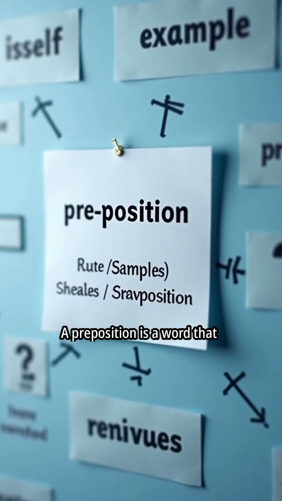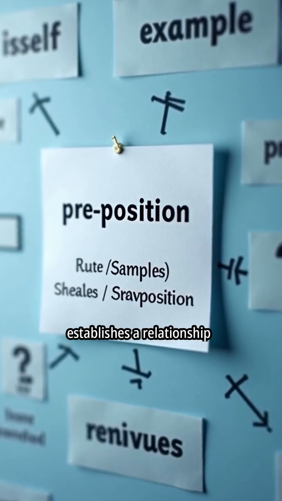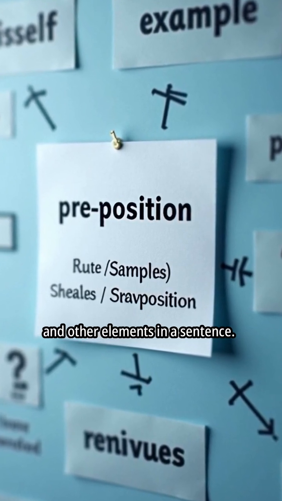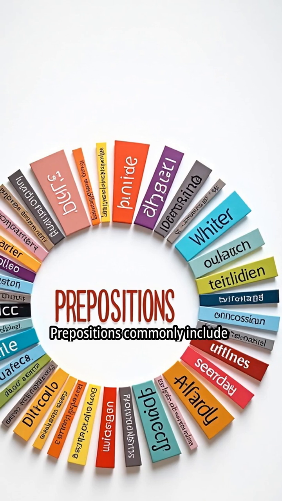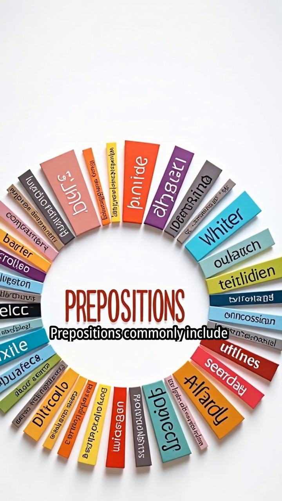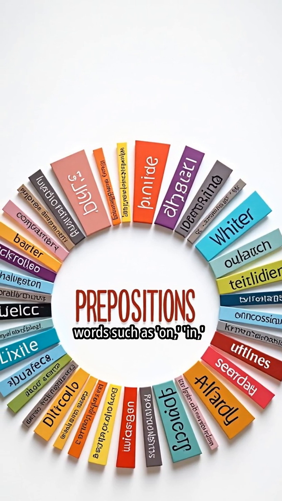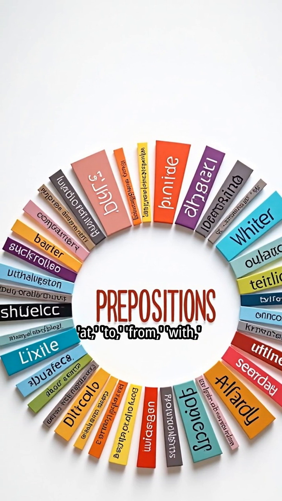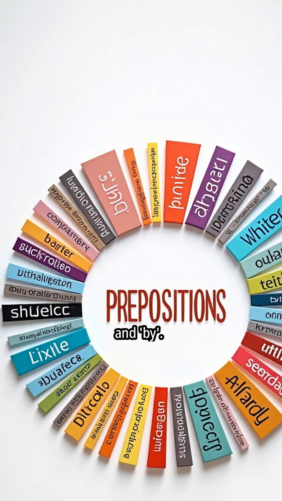A preposition is a word that establishes a relationship between a noun or pronoun and other elements in a sentence. Prepositions commonly include words such as on, in, at, to, from, with, and by.